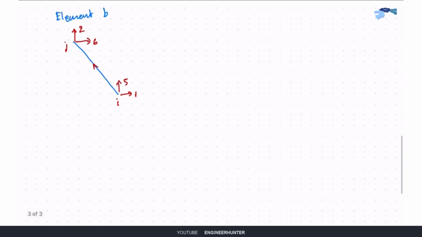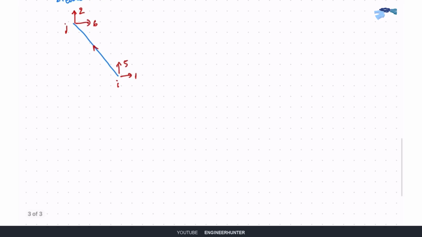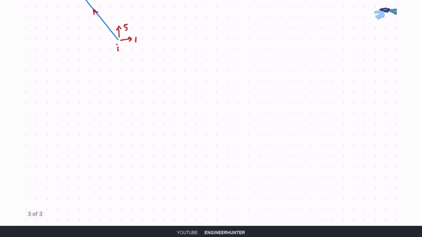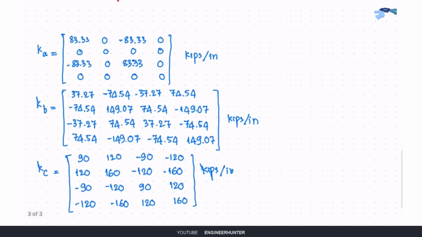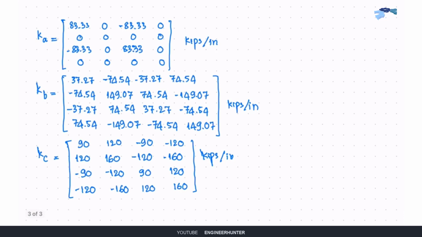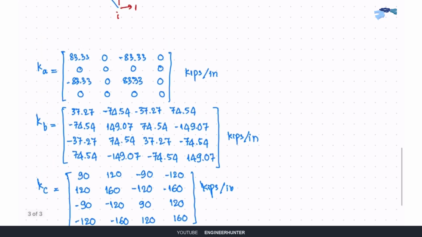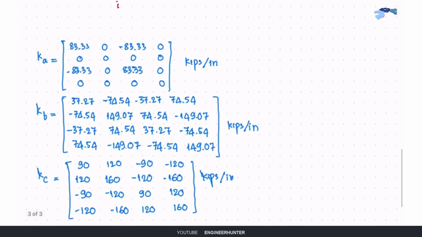For element C, it's also the same. So I will skip this calculation part. Okay, now we got all three local stiffness for each element. So we have Ka, Kb and Kc, and then we can form the global stiffness.